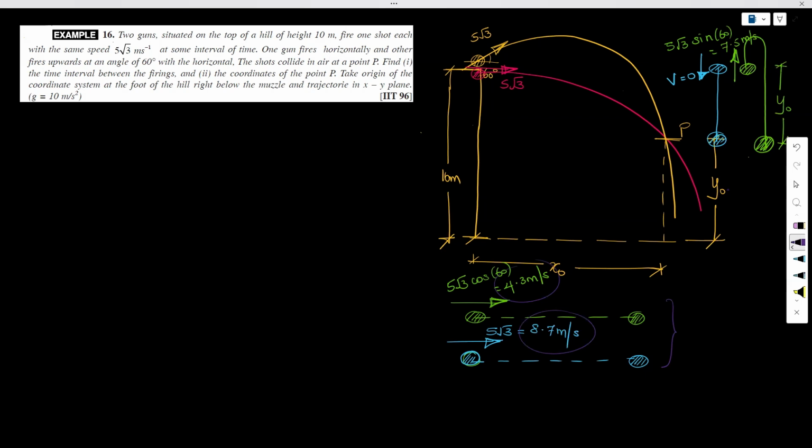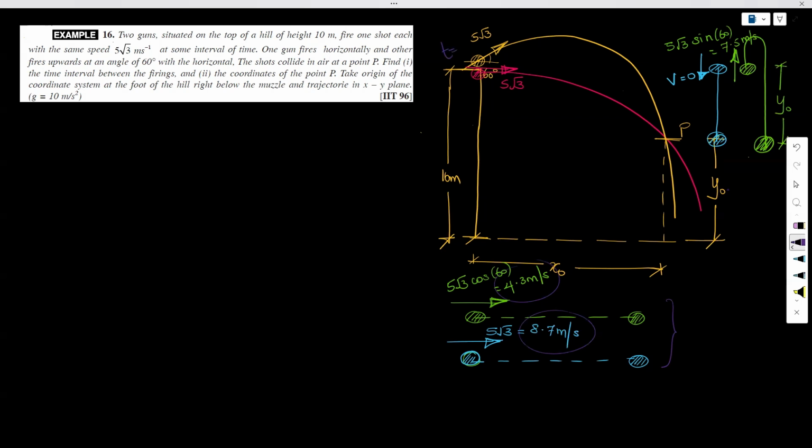So the one with the higher velocity should have been fired later than the one with the lower velocity, because lower velocity takes more time to travel the same distance, because both the particles are traveling the same horizontal distance, right? So the one with the lower velocity should have been fired first. So the one which makes an angle of 60 was fired first.